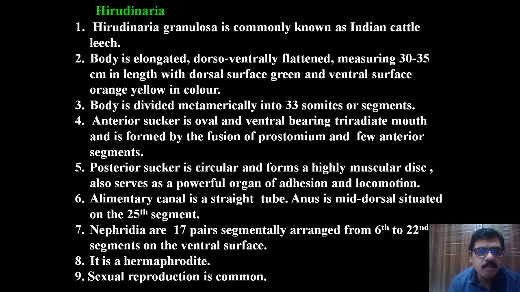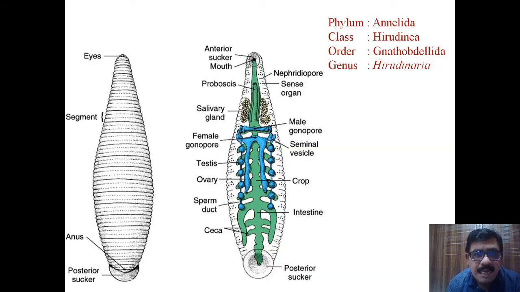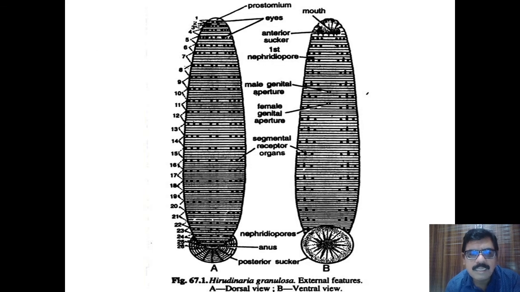It is nothing but the cattle leech, which is present on the body of cattle. This is a leech. Students, you have to draw this diagram. You can draw either this or this. Out of these two diagrams, you can draw any one diagram, and this is only for understanding.